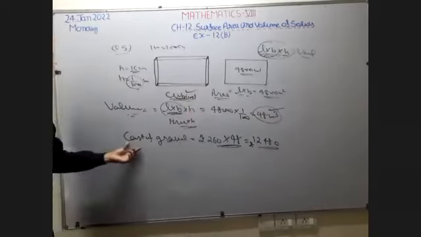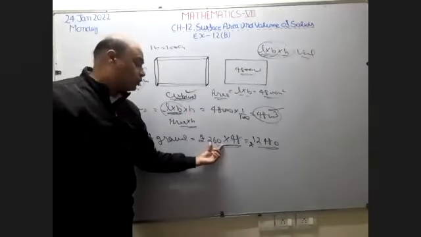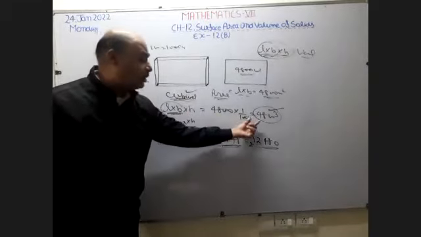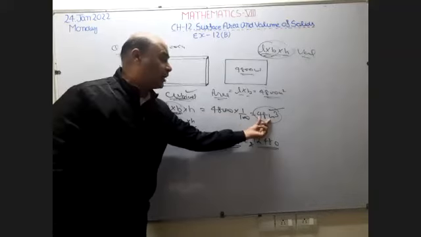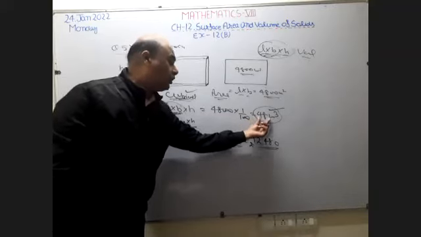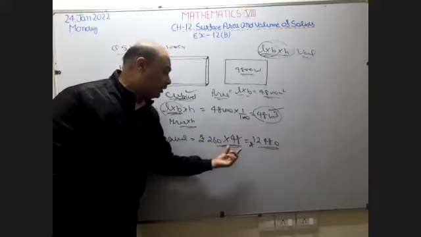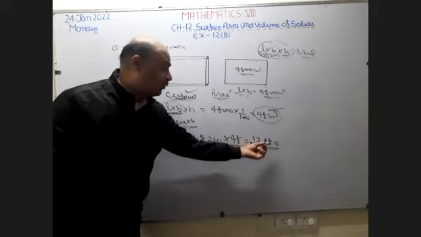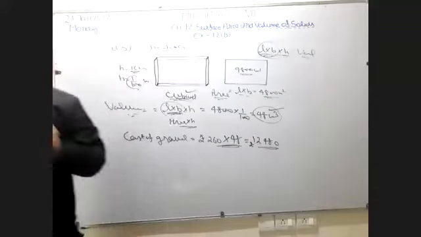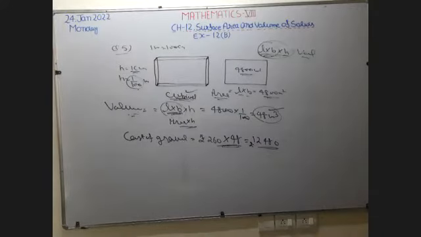Now the cost of covering the path is given as rupees 260 per meter cube. Now how many meter cubes are there? 48 meter cubes are there. It means we are going to multiply 48 by 260. After multiplying it, the cost becomes 12,480 rupees. I hope it is clear now, beta Avika.